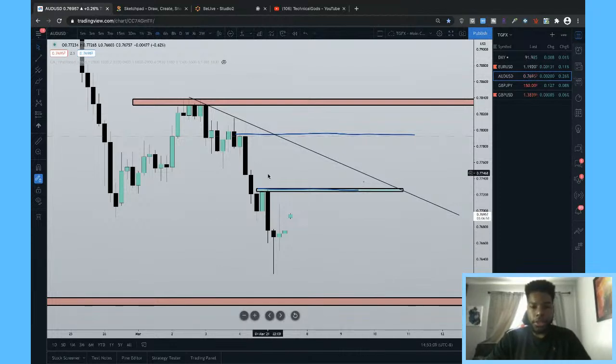As long as you're at a zone, I would potentially take the trade if you see the transition take place on the lower time frames. If you don't, then I would not take the trade.